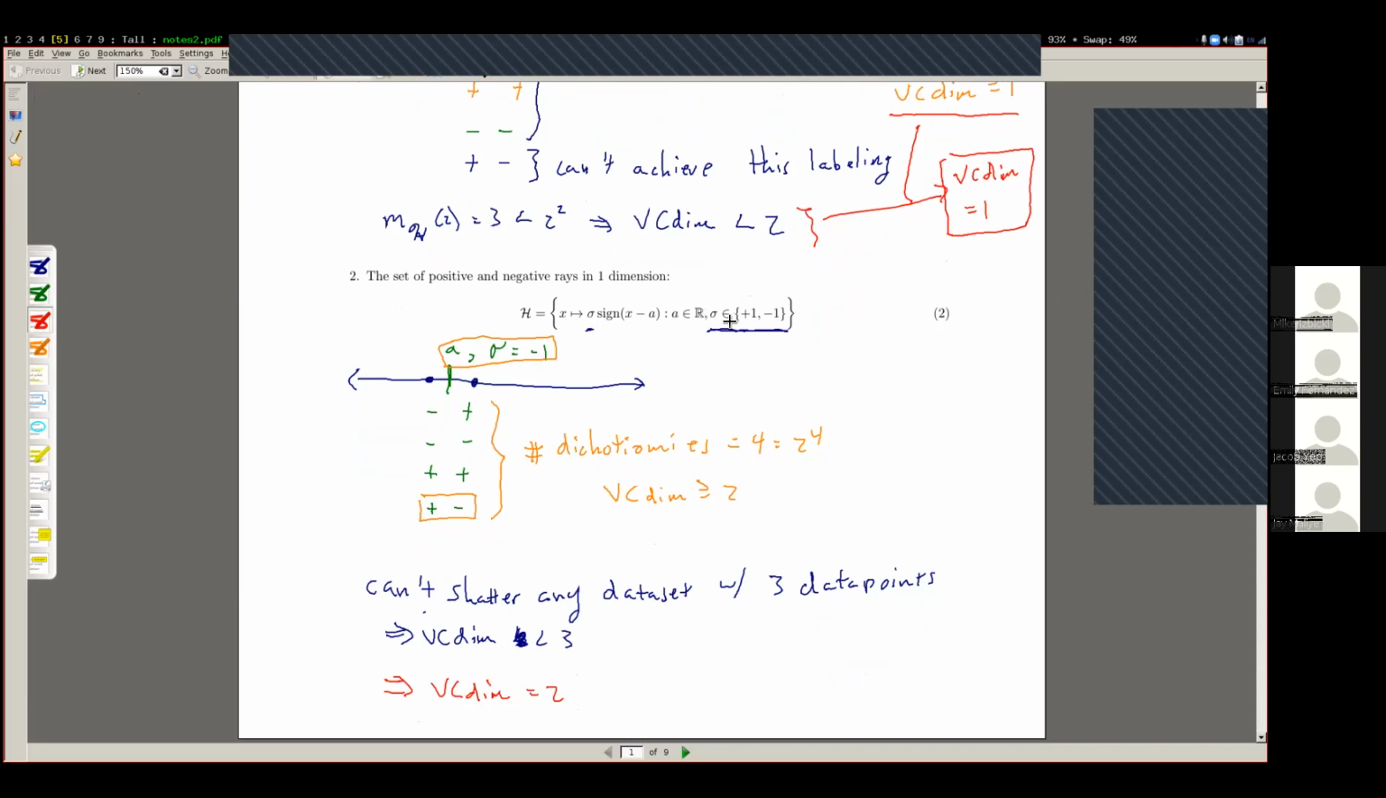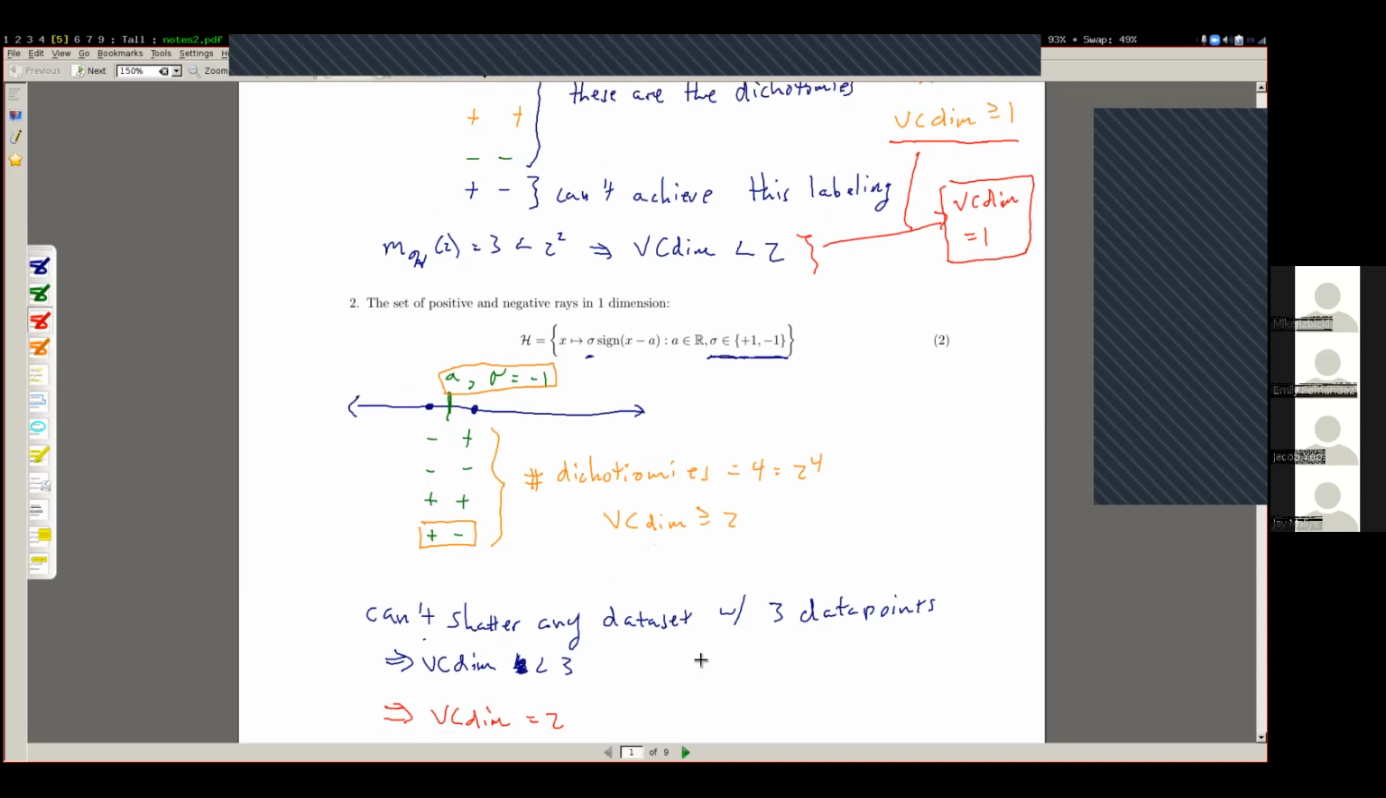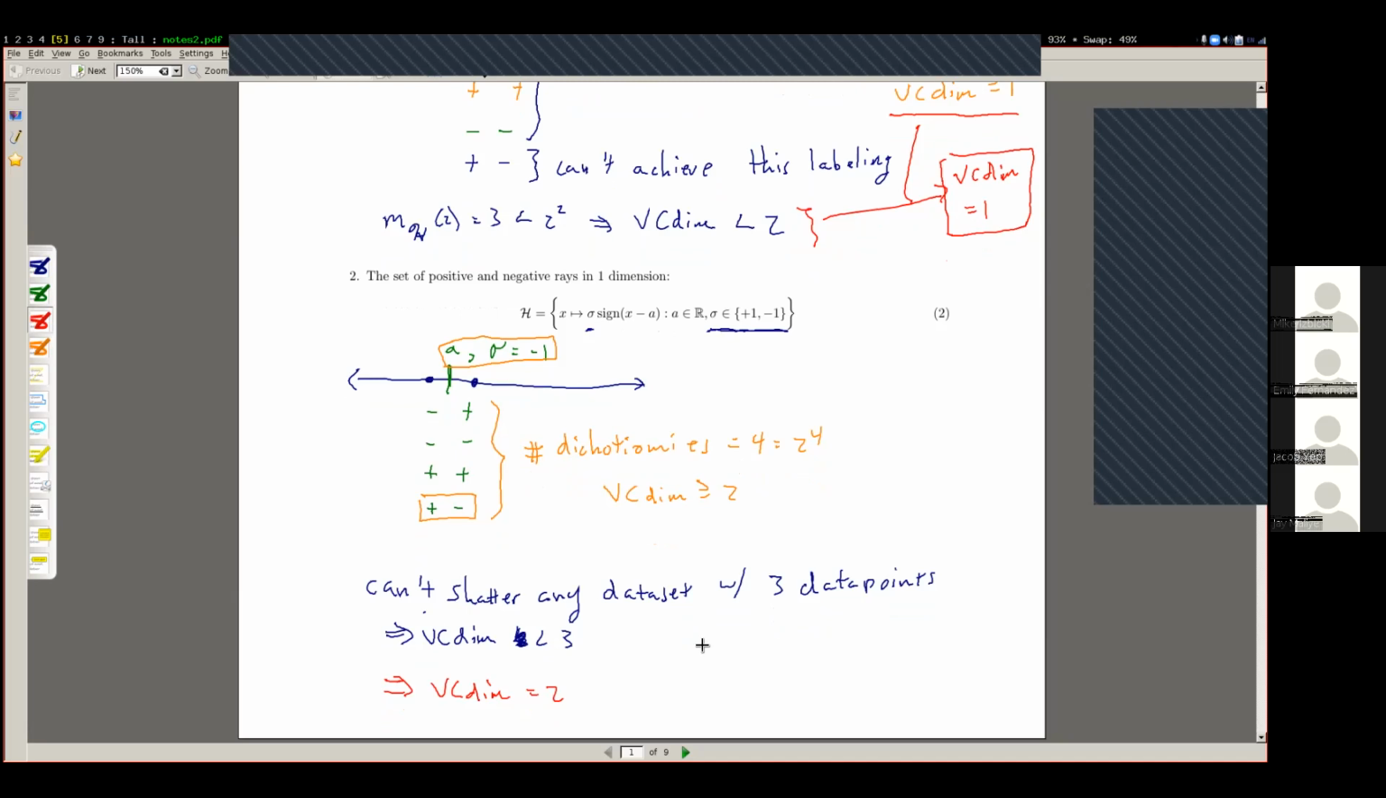It makes sort of sense that if we add more flexibility into our hypothesis class here, then the VC dimension is going to be bigger, because that more flexibility will let us shatter more data points. Any questions about that problem?